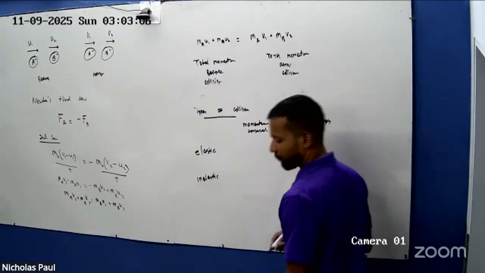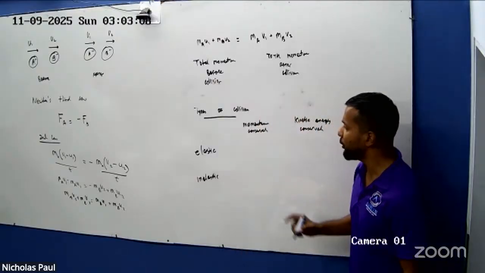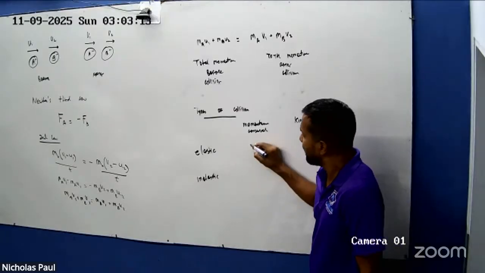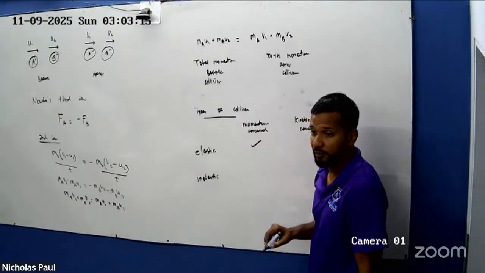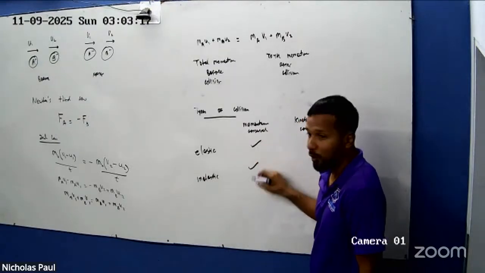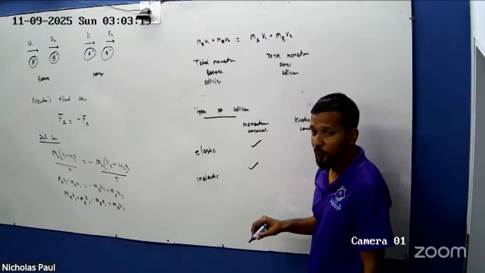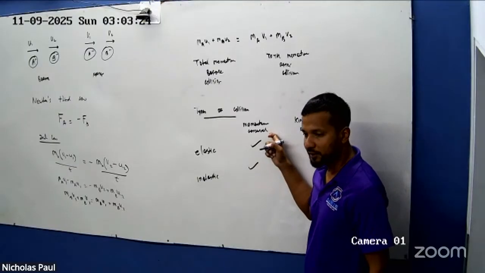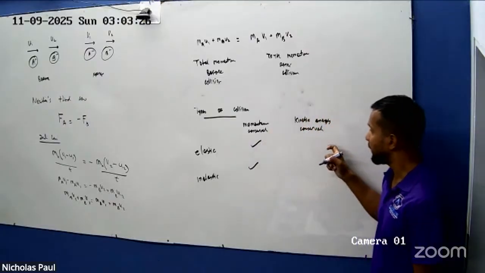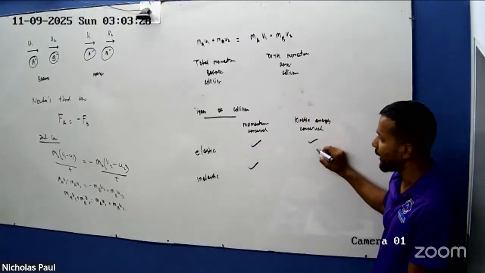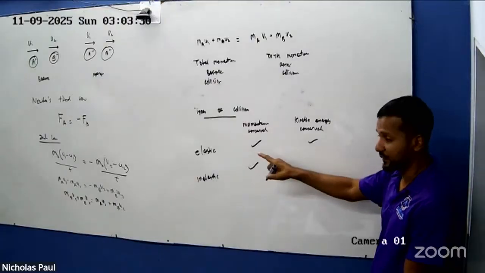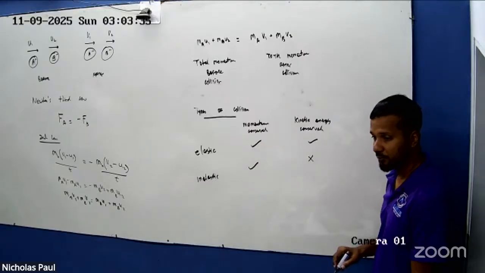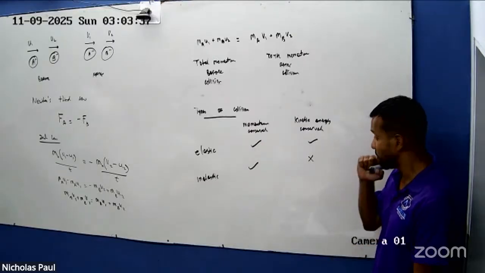Right? So how do you know which is which? During an elastic collision, momentum is conserved. During an inelastic, momentum is always conserved. Right? So in short, regardless of the type of collision, momentum is always conserved. But kinetic energy is conserved only in an elastic. If it's inelastic, kinetic energy is not conserved. Right? Make a note of that.